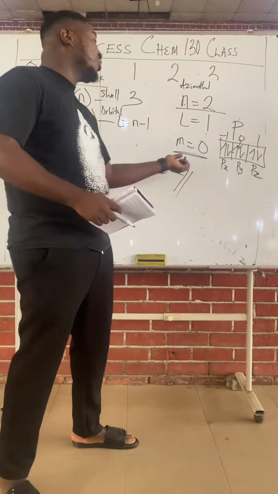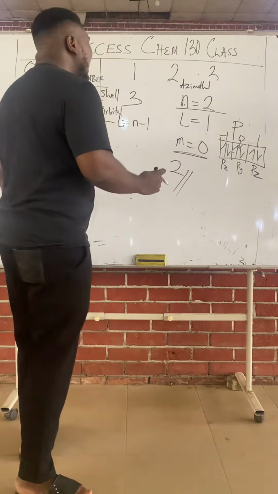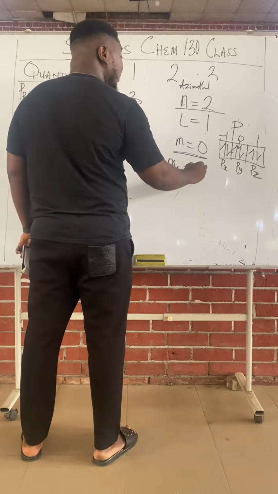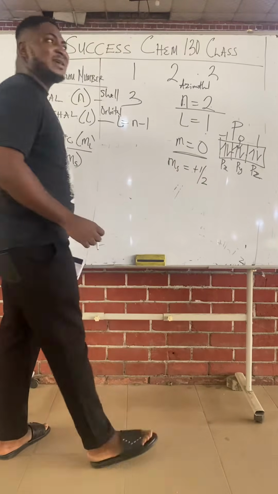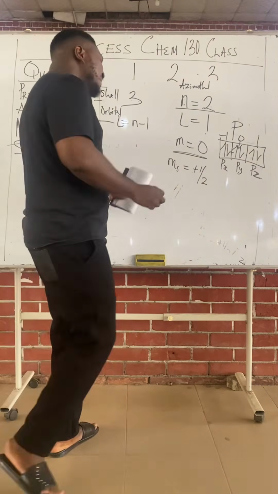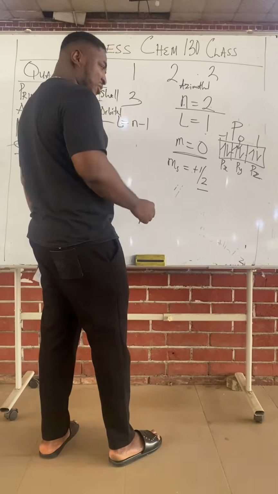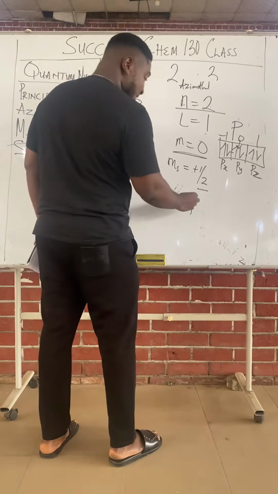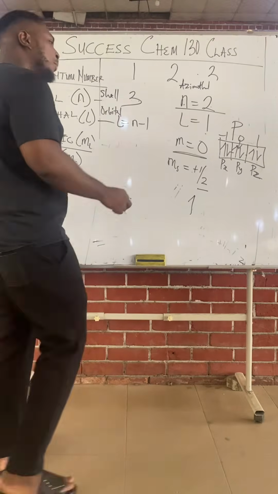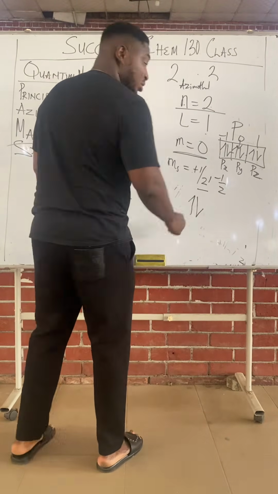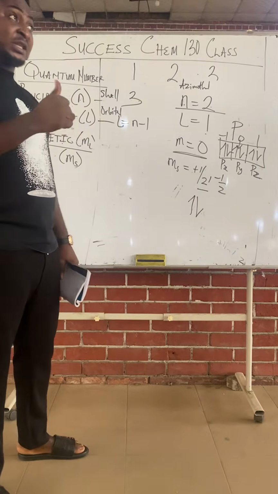Because they are giving you more info. If they now go ahead and give you ms as plus 1 over 2, it means they are already giving you the number of electrons, just 1 electron. ms means that there's only 1 electron inside that block, because plus 1 over 2 means there's only 1 electron, even giving the orientation of the electron is upward, right? But if they give you plus 1 over 2 and minus 1 over 2, it means there are 2, one oriented upward and one oriented downward.